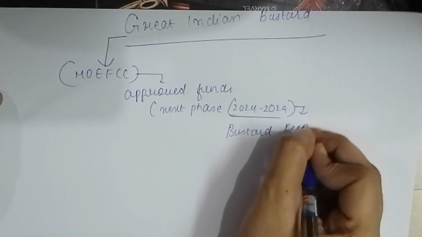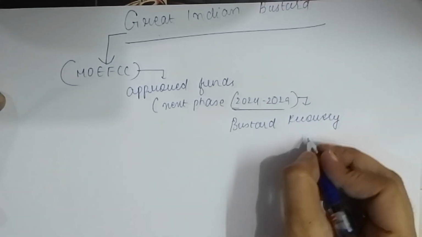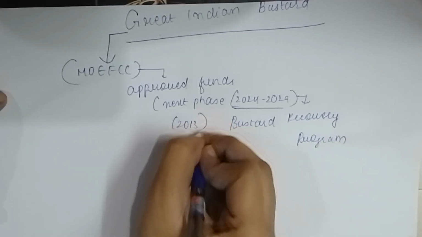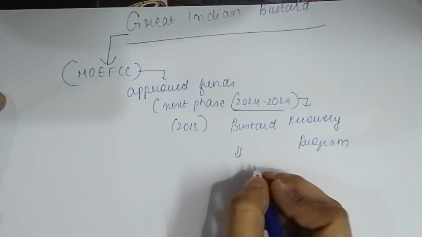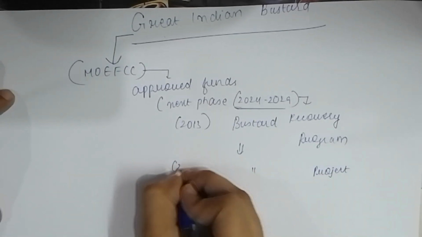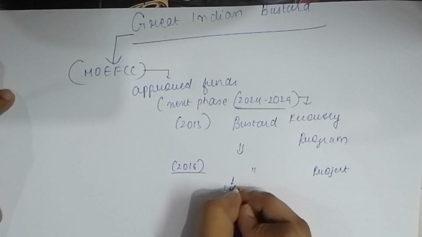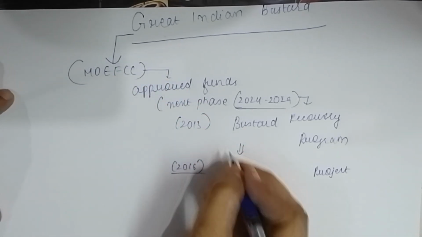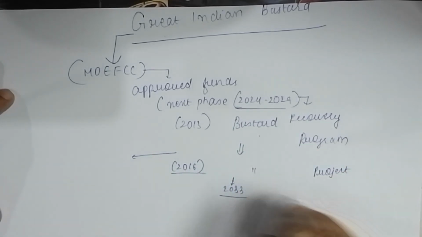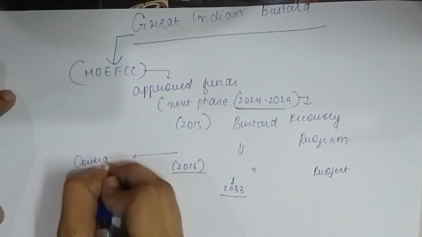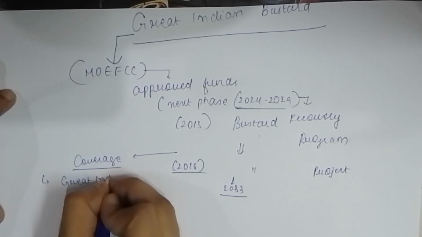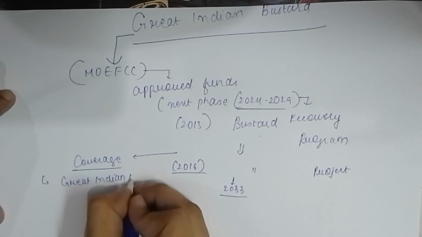So this was basically started in the year 2013 and it was changed to Bustard Recovery Project. The name changed to Bustard Recovery Project in the year 2016, extended till 2033. Initially it was a program, then the project coverage includes 4 species: Great Indian Bustard, the Lesser Florican, the Bengal Florican, and the McQueen's Bustard.